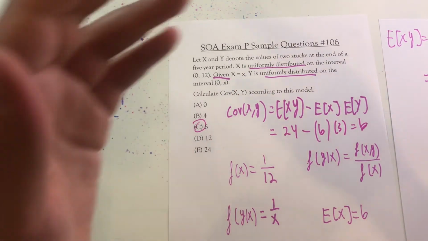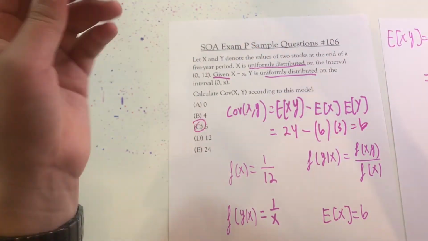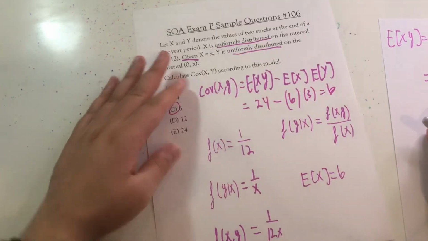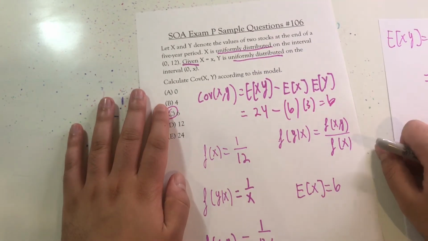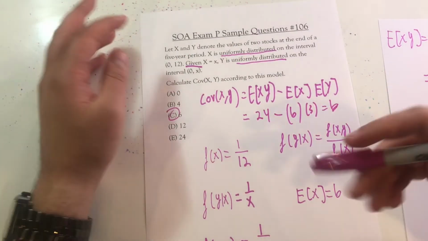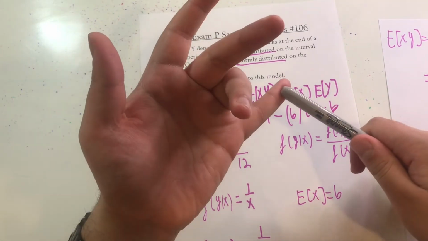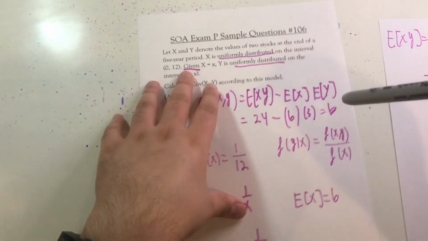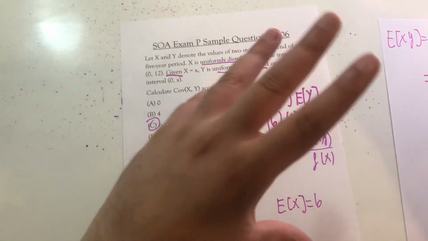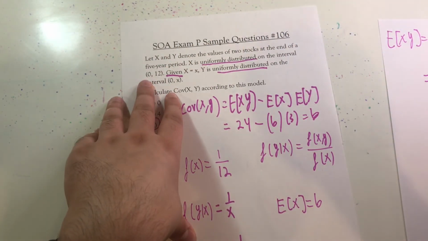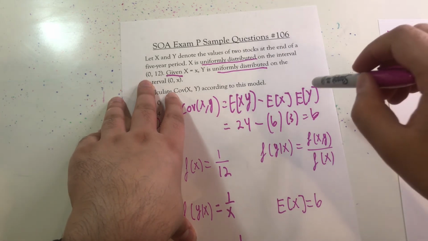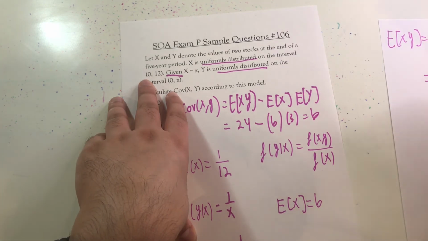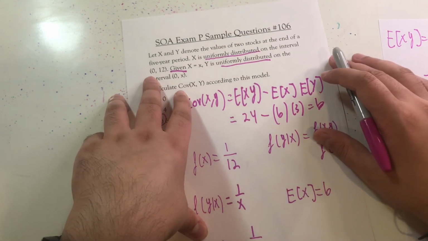Okay, so overall, not a hard problem. They ask you, hey, calculate covariance. Easily. Write down this formula. These are the components you're looking for. And in order to find these, fairly simple, you need to know your integration, and you need to know that the expected value of a continuous distribution is integrating the PDF multiplied by whatever's inside the expected value, right? You integrate the product of the PDF and whatever's inside the expected value.